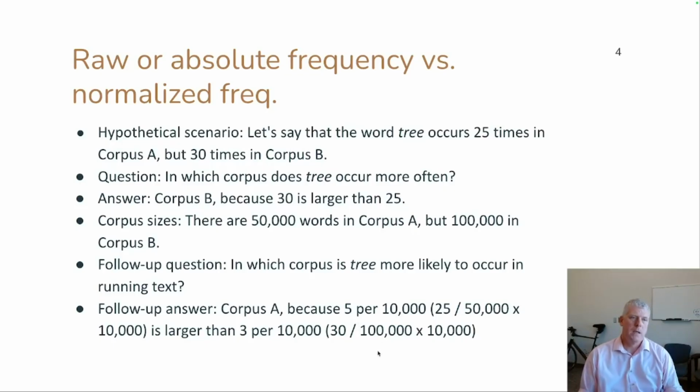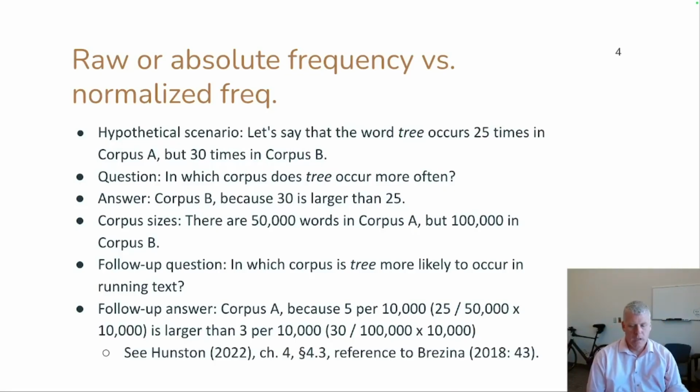But in corpus B, even though it occurs more often in raw frequency or absolute frequency, that is 30, you divide it by 100,000 words, which is twice the number of words as we had in corpus A, right? In corpus B, we have 100,000. You take that quotient and multiply it by the same base number of 10,000, and you end up with only 3. So you're more likely to encounter tree in corpus A than corpus B because the normalized frequency is greater. 5 is greater than 3. Even though the raw or absolute frequency was greater for corpus B, 30 is greater than 25. You can look at Hunston, our textbook, if you'd like to see more about that in section 4.3.